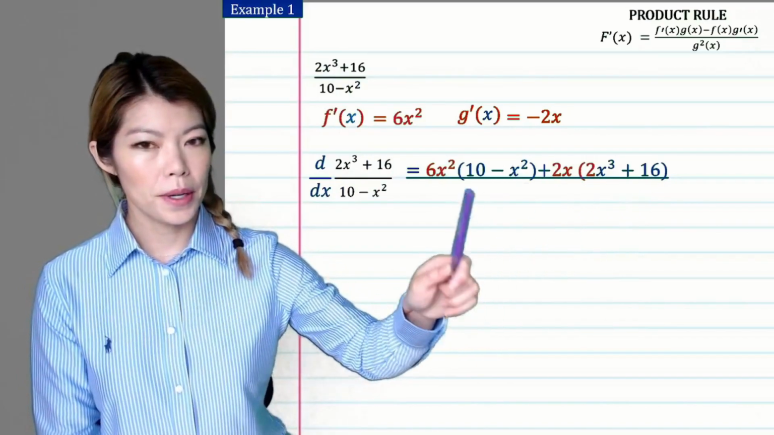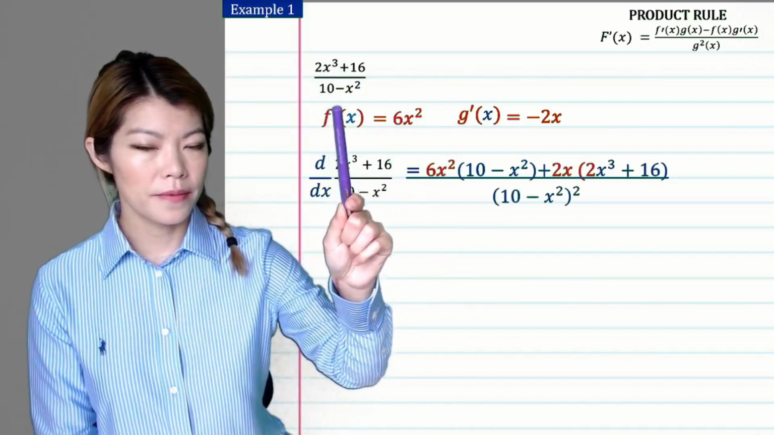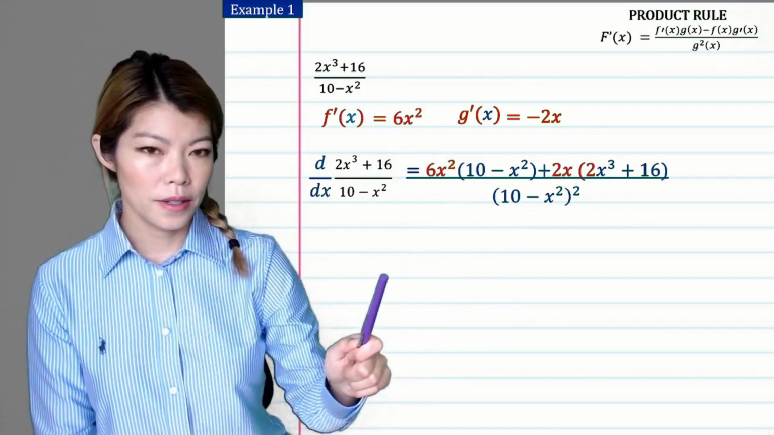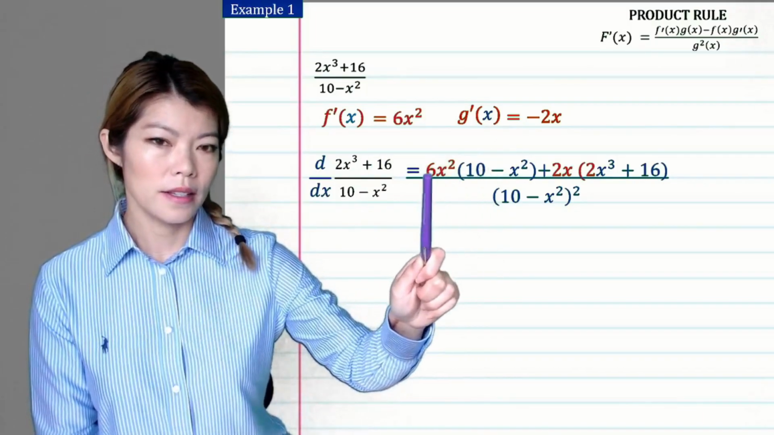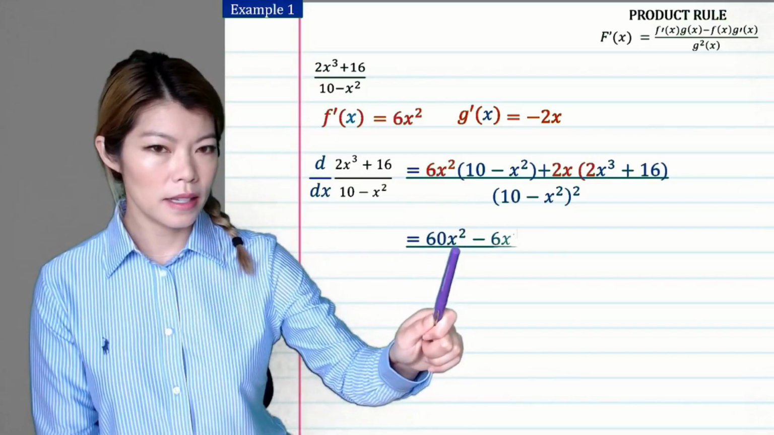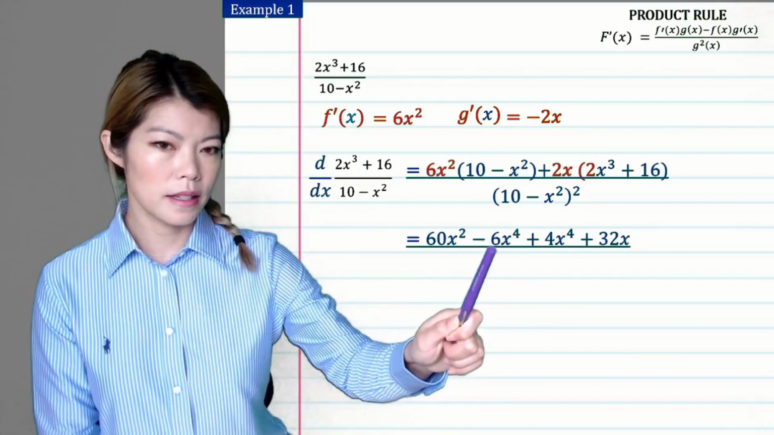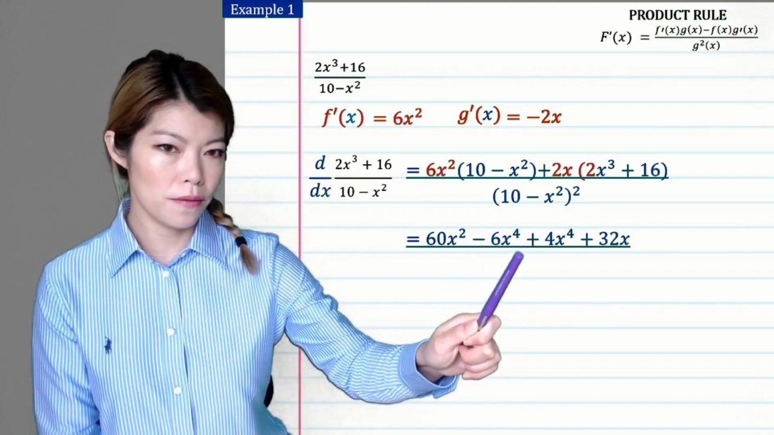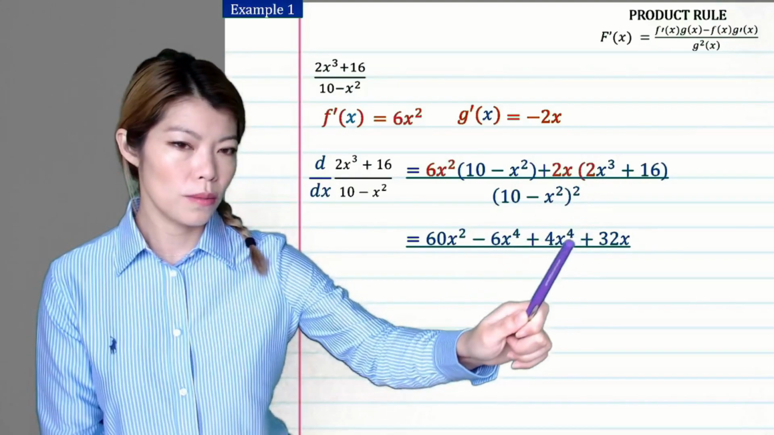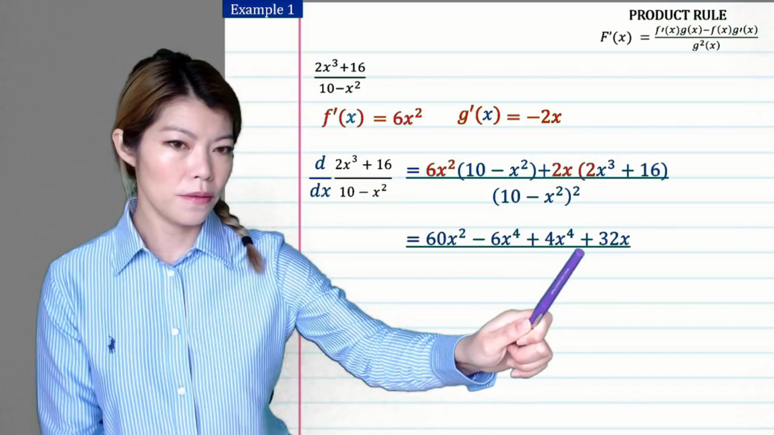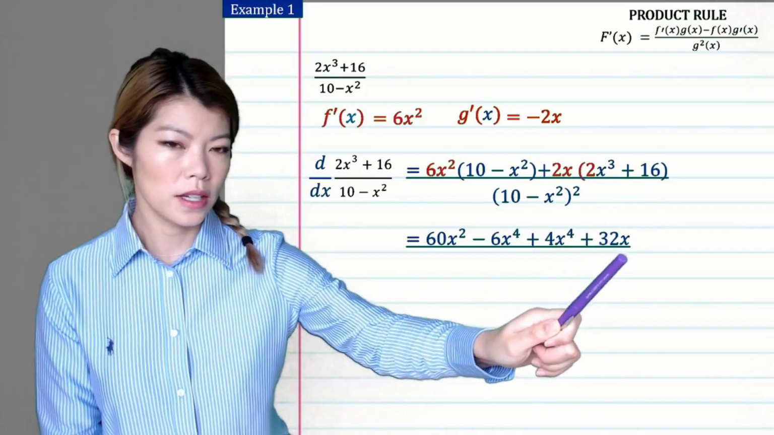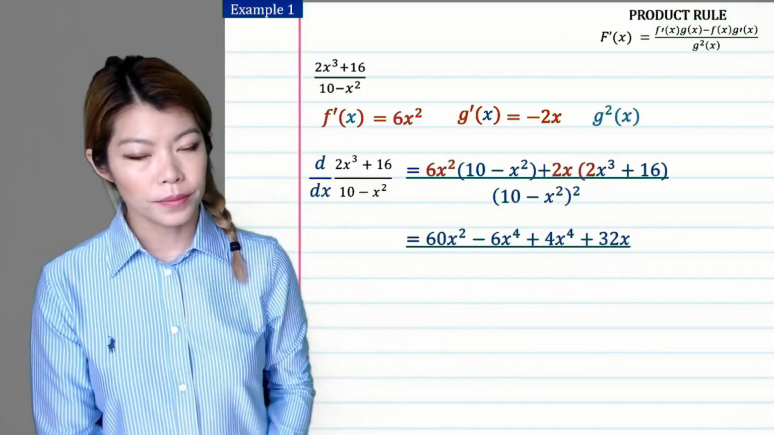Now what goes at the bottom? It's the denominator squared. And so now we can expand. So 6 times 10 is 60x squared. 6 times minus x squared is minus 6x to the power 4. 2x times 2x cubed becomes 4x to the power 4. And then 2 times 16 is 32x.